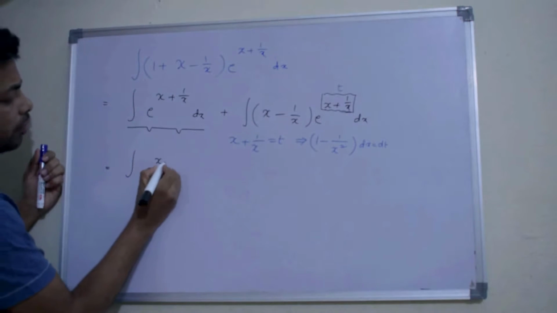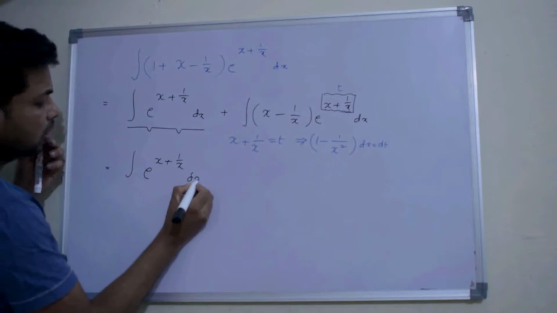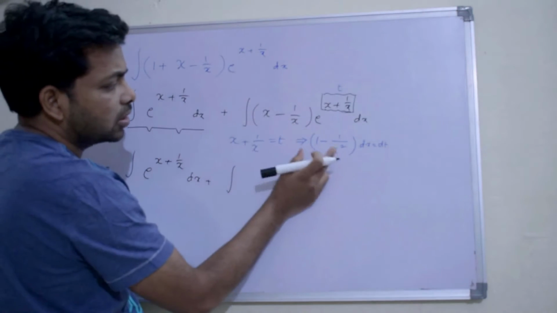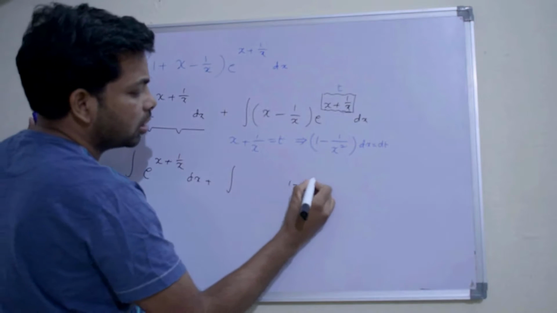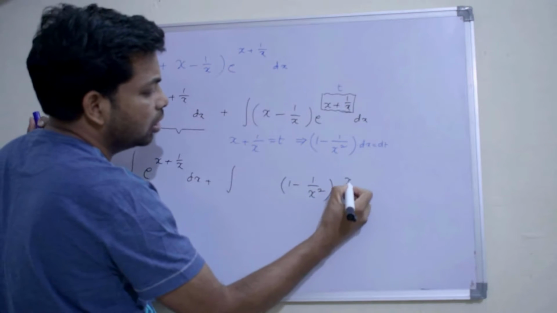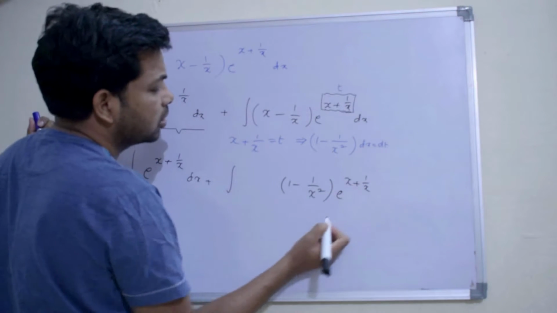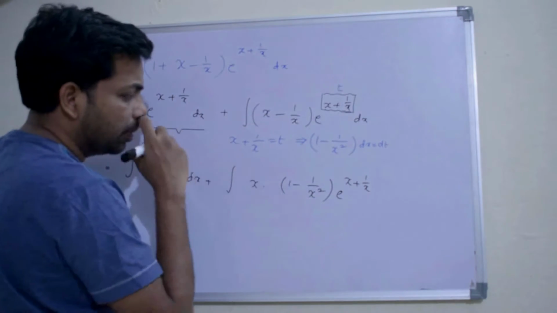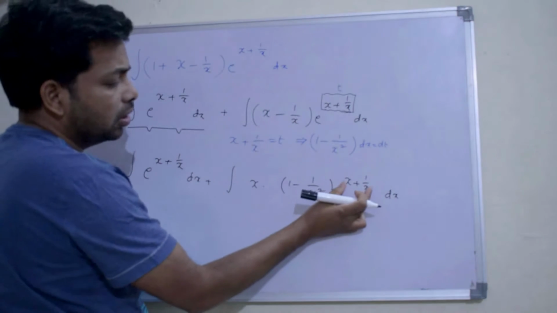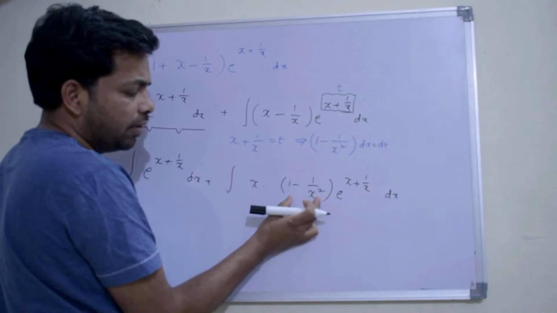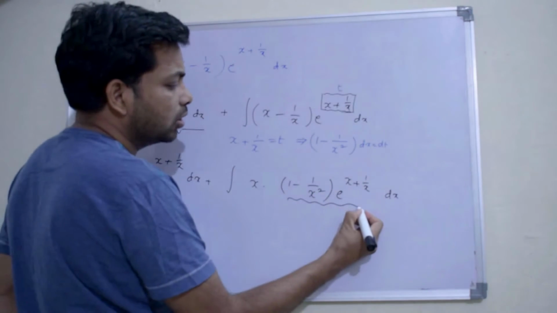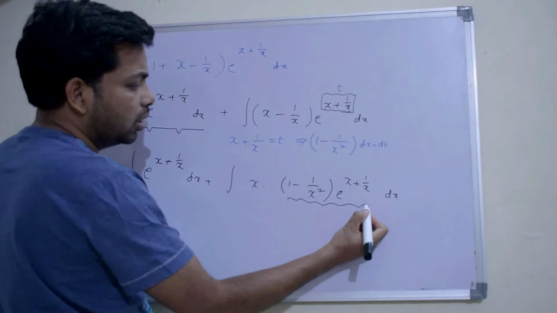Integration of e to the power of x plus 1 by x dx plus integration, what I am doing here, x taking common, what we will get is 1 minus 1 by x square. So I am copying here 1 minus 1 by x square, together with that I will write this function e to the power of x plus 1 by x, and whatever I took common, that I am writing here, x dx. Now here if you see the substitution method, if you take x plus 1 by x as t, its derivative 1 minus 1 by x square is here. So I can find out integration of this part.